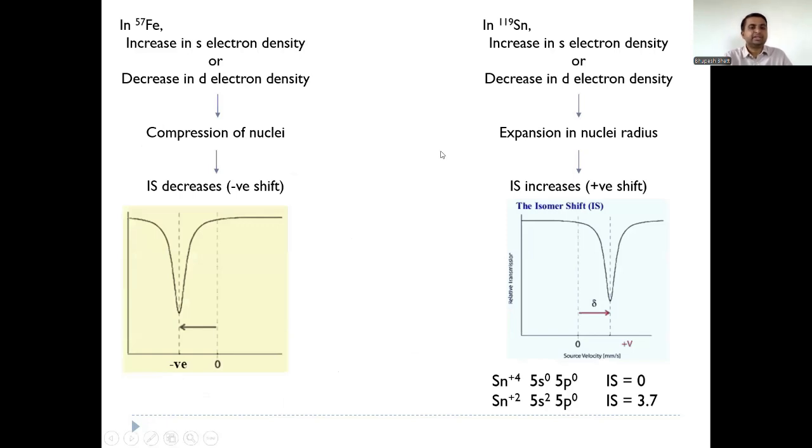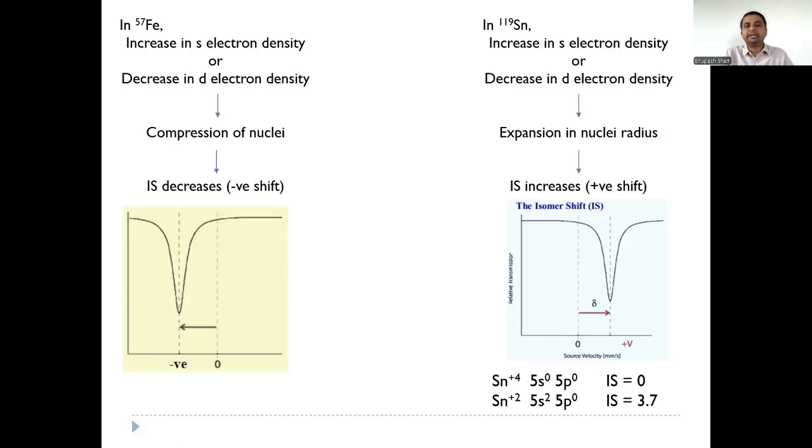Let's understand this thing by this simple figure that earlier I have shown you, that this signal is observed at 0, but as there is increase in s electron density, or decrease in d electron density, okay, so both things are complementary to each other. In the case of these two phenomena, or either of these phenomena, we will be having a compression of nuclei, and that's why the isomer shift is negative in the case of 57Fe.